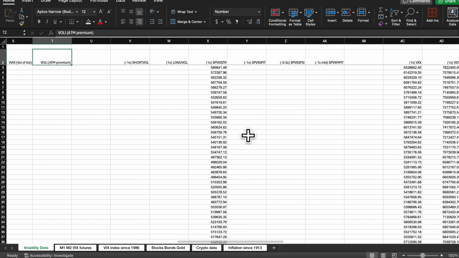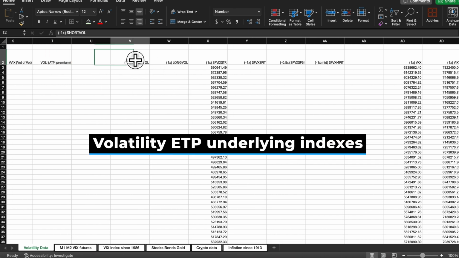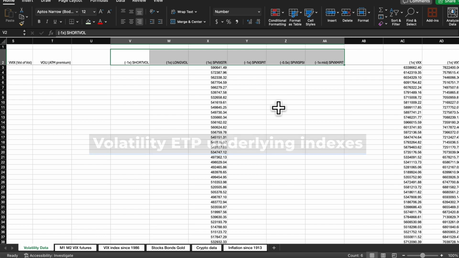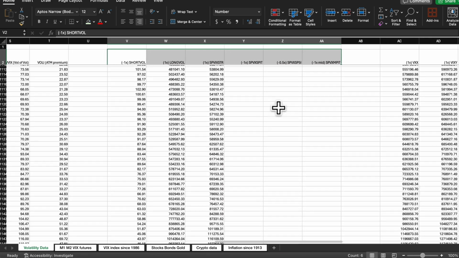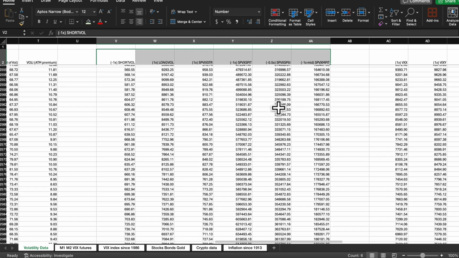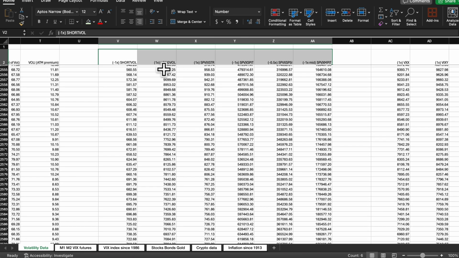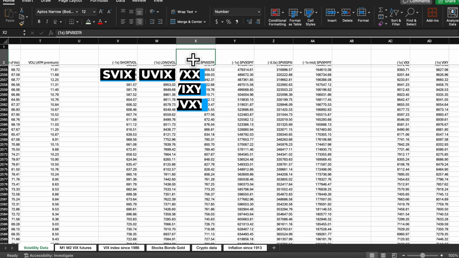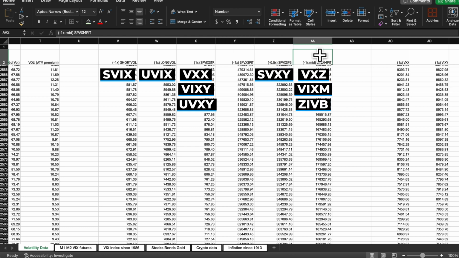If you're into the volatility ETFs, that would be next. Remember, they are all based on underlying indexes. Volatility ETFs don't trade based on supply and demand. They actually track these indexes, and I've got all the data going back as far as it is available. So just as an example, the SVIX tracks the short vol, the UVIX tracks the long vol, VXX and UVXY track the SPVIX STR. We've got the -1, -0.5 for something like the SVXY. We've got the mid-term index for the ZIVB, the VXZ, VIXM. So you'll have all that data as well.